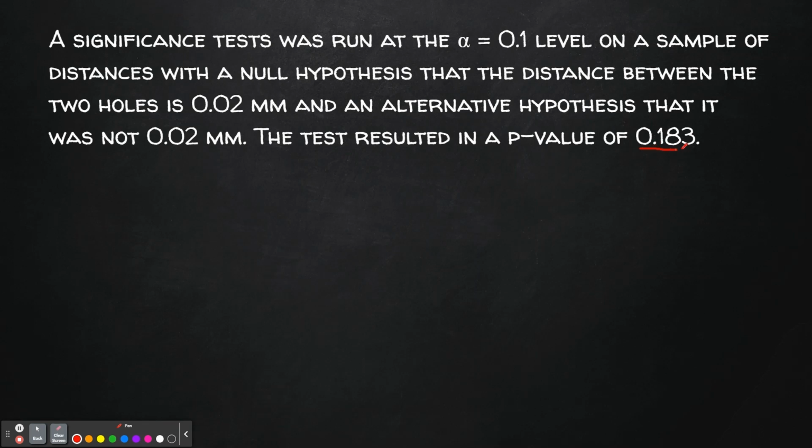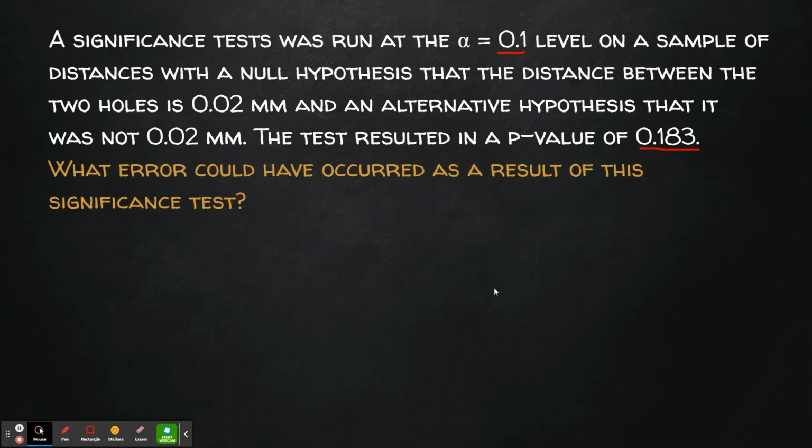Note that our p-value is greater than our alpha, so here we would fail to reject the null hypothesis in favor of the alternative. And we're asked what error could have occurred as a result of the significance test. Well, since we failed to reject the null in favor of the alternative, it's possible that this null hypothesis of 0.02 millimeters is false, and this would be a type 2 error.